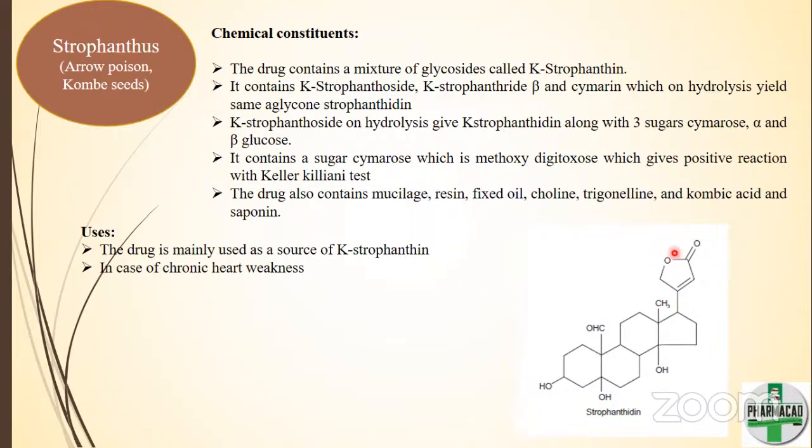So mainly this is the structure of strophanthidin, which is the aglycone, and the drug is mainly used as a source of K-strophanthin, and in case of chronic heart disease.